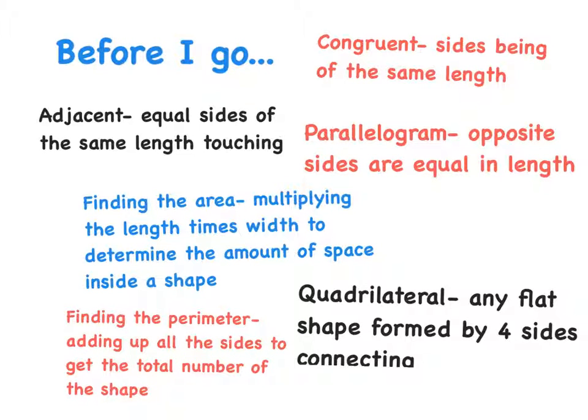Adjacent: equal sides of the same length touching. Finding the area is when you multiply the length times width to determine the amount of space inside a shape. Finding the perimeter is adding up all the sides to get the total of the shape. Quadrilateral is any flat shape formed by 4 sides connecting. A parallelogram is when opposite sides are equal in length. Congruent means sides being of the same length.